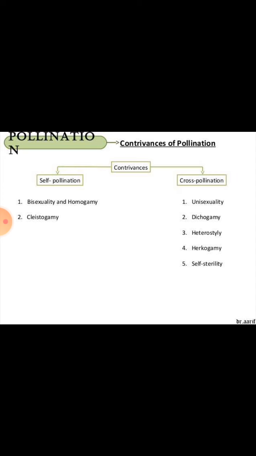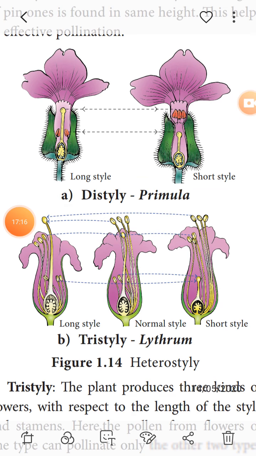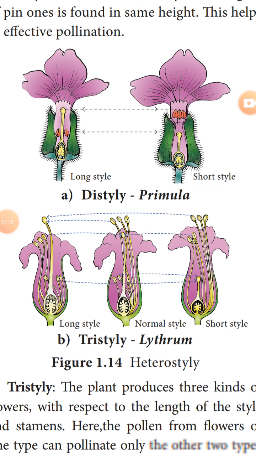See the example of heterostyly, Primula. There are two types: one is called distyly, another is called tristyly. Primula is one example of distyly, and tristyly is seen in Lythrum. In distyly, the plant produces two forms of flower. Pin has a long style, long stigmatic papillae, short stamens and small pollen grains. Thrum has a short style, small stigmatic papillae, long stamens and large pollen grains.